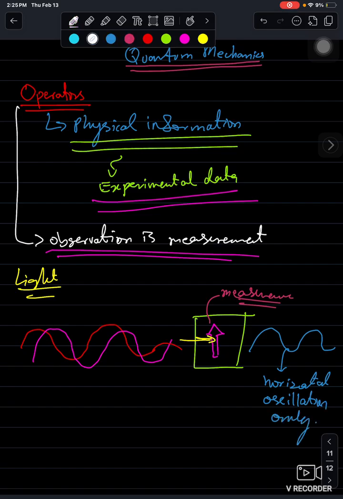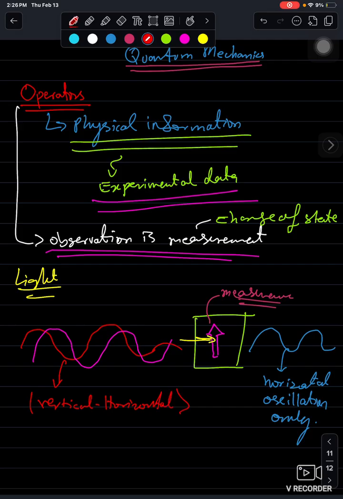So in some way we have a change of state. What I mean by change of state is that it was vertical and horizontal, but then it turned into horizontal only. That's what I'm talking about, change of state of light.